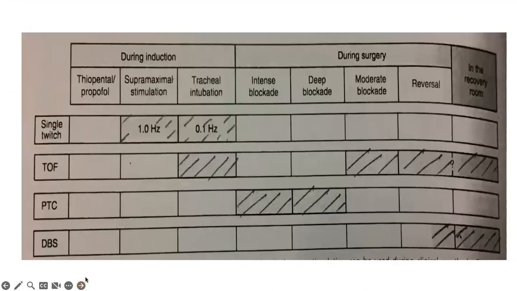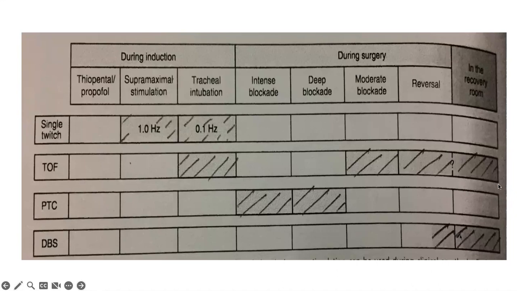This is another very nice quick summary, because they like to ask this in the exam: the indications for the different modalities. So single twitch, you get 1 Hertz, and it's mainly used for tracheal intubation. During the time of induction is where you're going to use single twitch. Train of 4 can be used during tracheal intubation. It can be used to assess for moderate block and to decide for reversal. Then they say you can use it in recovery.